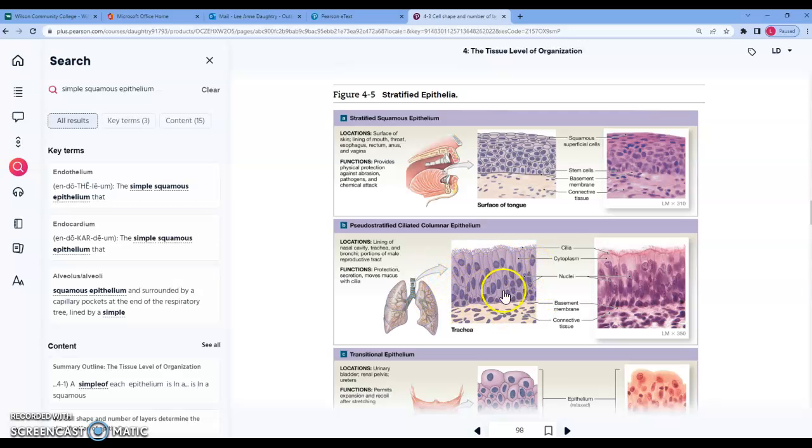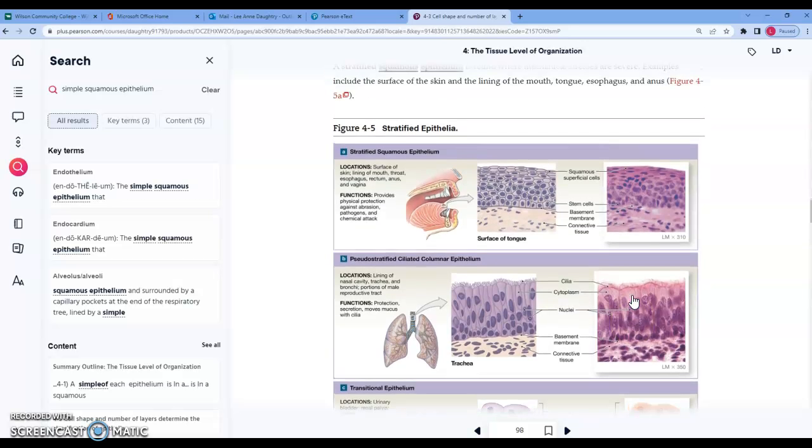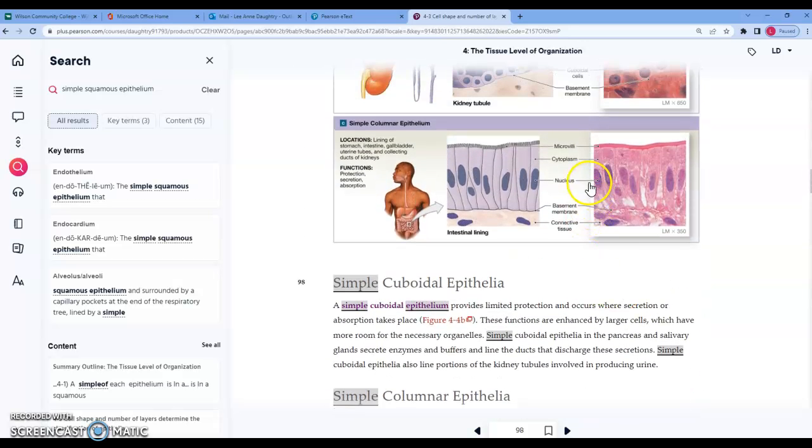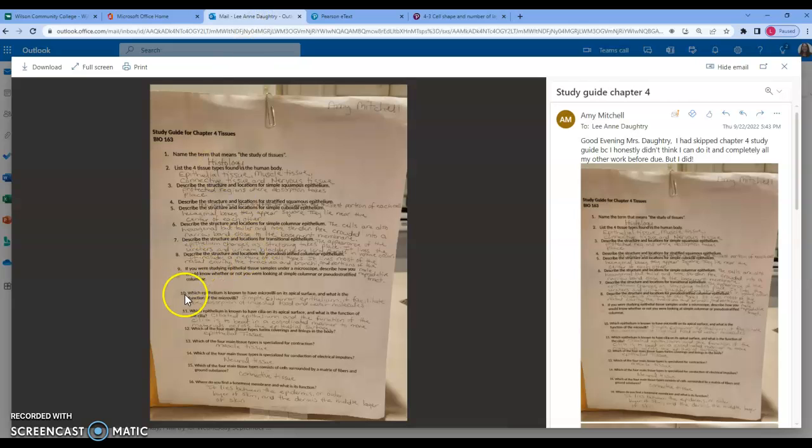So you're looking at the nuclei of the cells. When you look under the microscope, this is what they look like: nuclei everywhere for the pseudostratified, and then a very nice clean row of nuclei for the simple columnar. All right, let's go back. Number 10, which epithelium is known to have microvilli on its apical surface, and what is the function of the microvilli? You got this one right, simple columnar epithelium and its absorption of ingested food. Good.